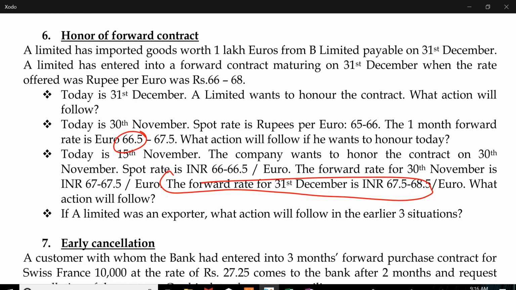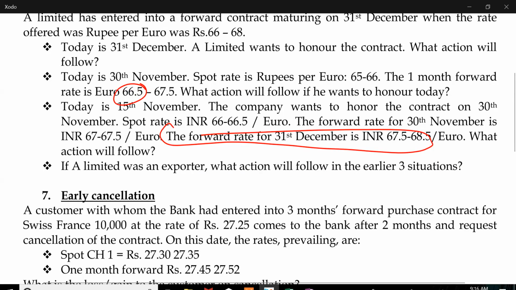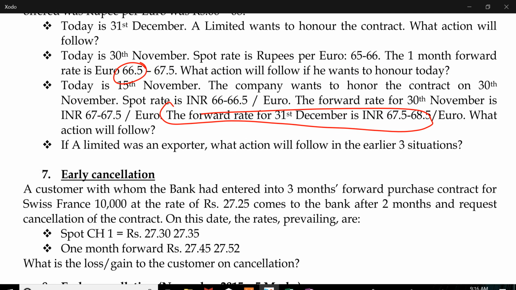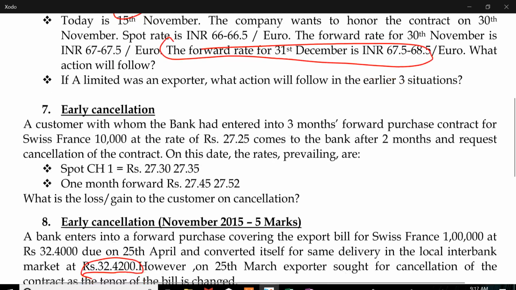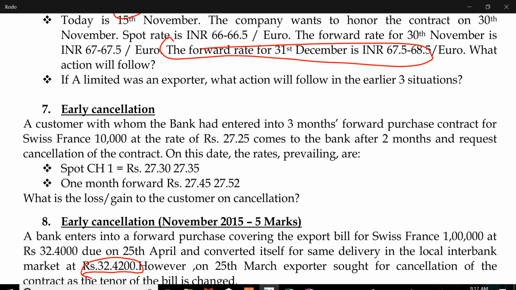Question number 6, no special adjustment. Question number 7, bank has entered into a forward purchase contract, and hence the customer has entered into a sale contract.